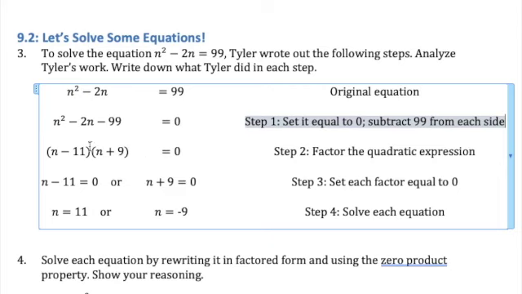And then in step 2, we factored it. We took this and wrote it in factored form. Two numbers that multiply to get 99. Okay, 11 and 9. And the difference between them is 2. So negative 11 plus 9 gets me negative 2. And then we set each factor equal to 0. So say, all right, what if that equals 0? And then what if that equals 0? We get 11 or negative 9. And that's really what we did here. Those are really our four main steps.